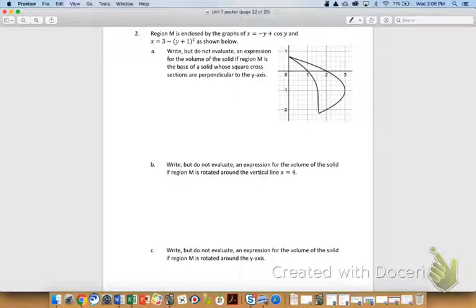So in B, it says, rotate the region M around the vertical line x equals 4. I think yours says y equals 4. It should say what mine says. I don't know how, because all I do is take this PDF and dump it into Schoology. I must have gotten interrupted mid-edit. B should be x equals 4. And yours says y, right? Okay. So there's that.